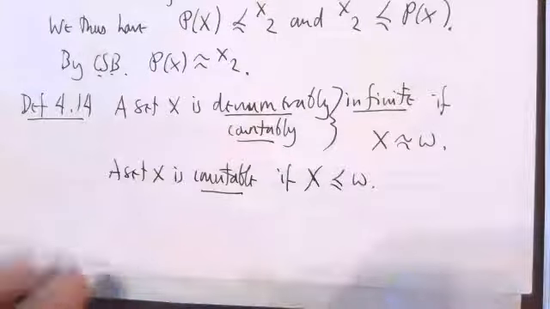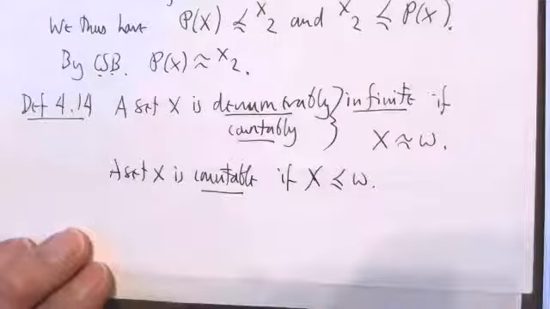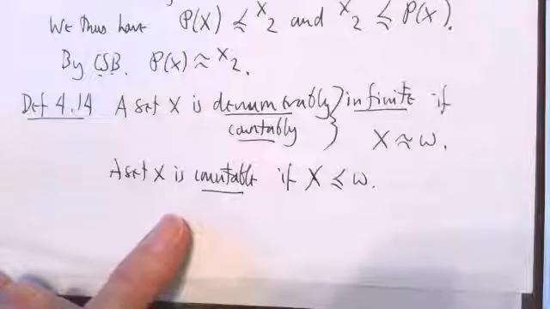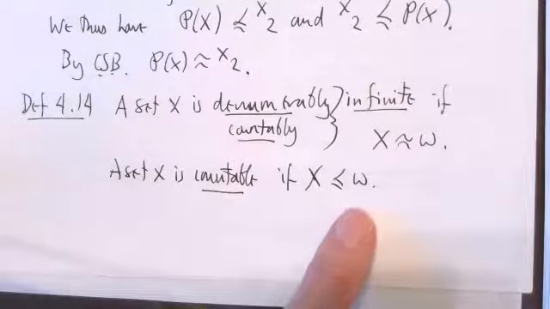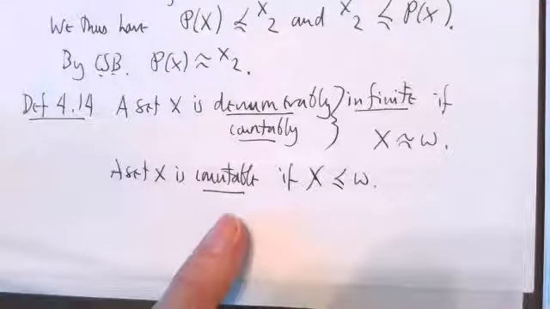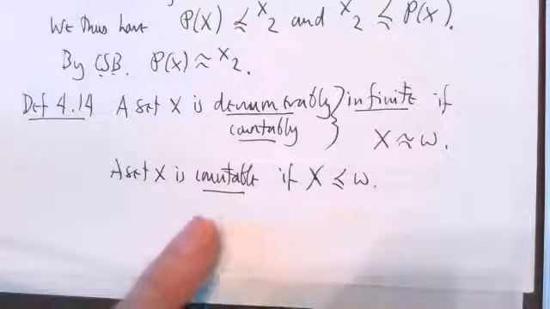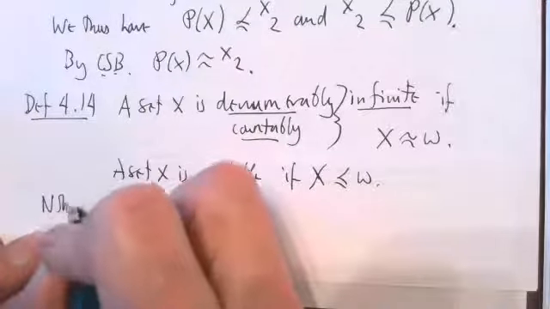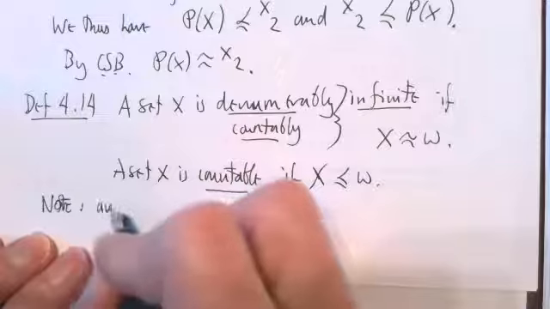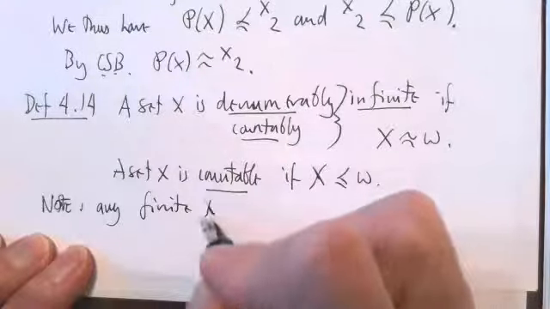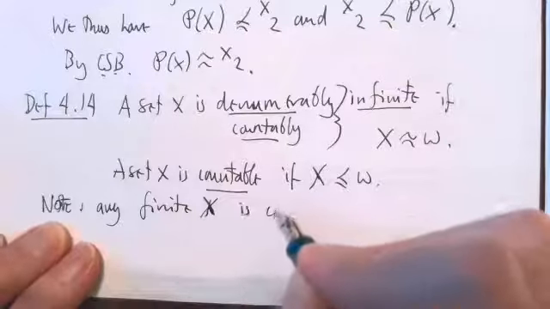So this actually includes the case when X is finite. Right? So if X is finite, I can biject it with a natural number, which is a subset of omega. So I'm done. So any finite set is countable. Any finite X is countable.